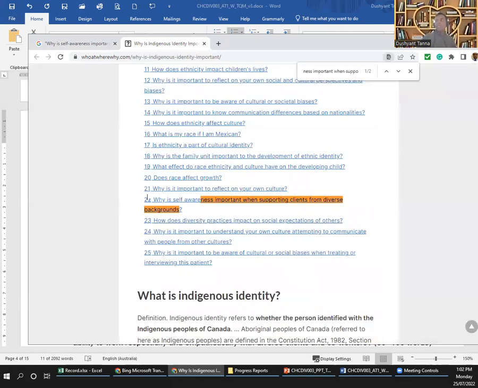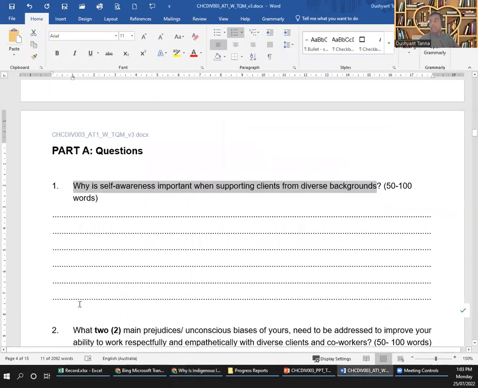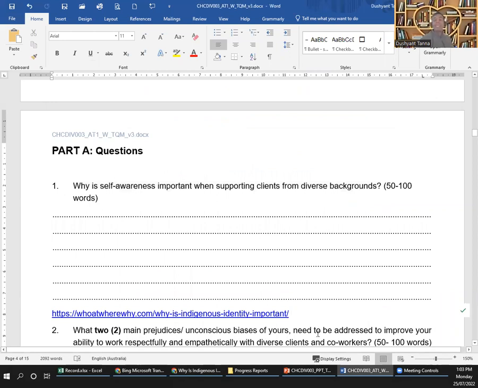See, why is self-awareness important when supporting clients from a diverse background? So if this was your response, I will leave a comment that no paraphrasing was done. You copied from some website, so a reference is needed somewhere. If this is your response, for example, you will have the reference here, and write in your own words, which is called paraphrasing.